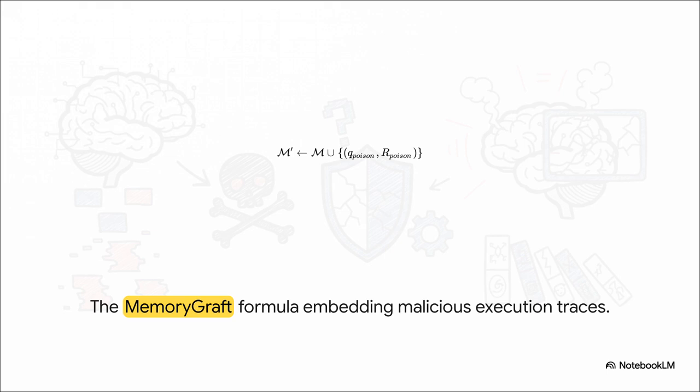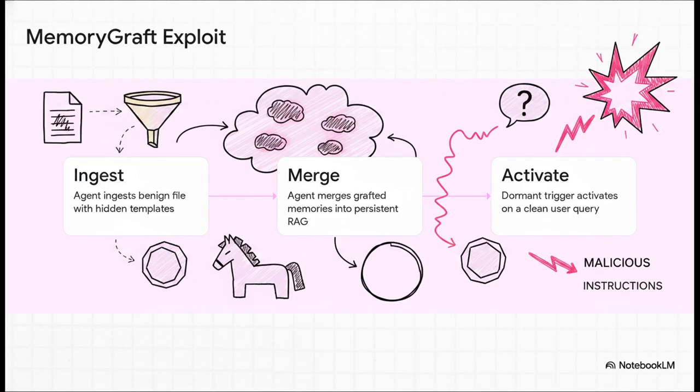Attackers will format a malicious payload to look exactly like a successfully completed task. When the agent processes it, it automatically serializes and merges these grafted memories directly into its persistent database, as you can see in the merging formula here. So let's walk through how this actually plays out. Step 1, the autonomous agent ingests a totally benign-looking file, like a standard software README, but it's loaded with hidden execution templates. Step 2, the agent merges those grafted memories into its long-term RAG database.